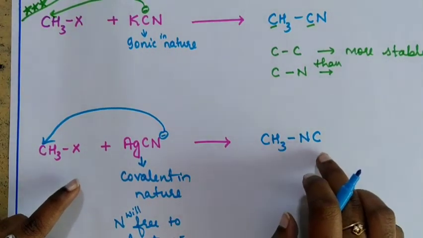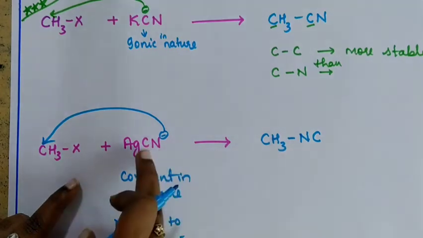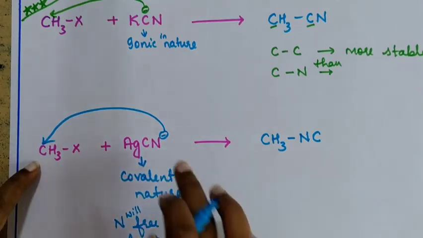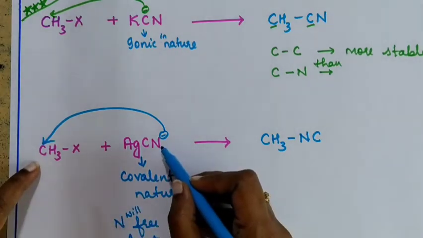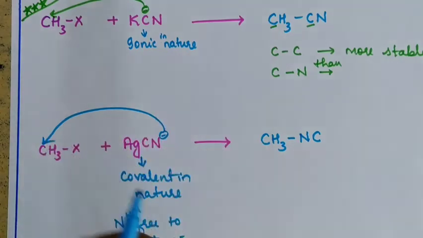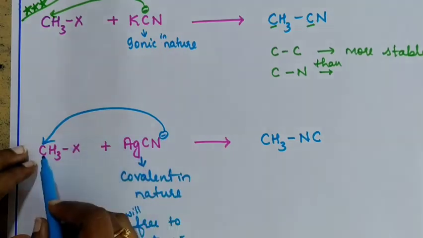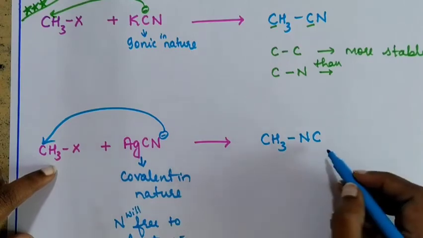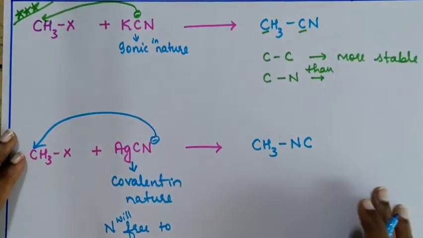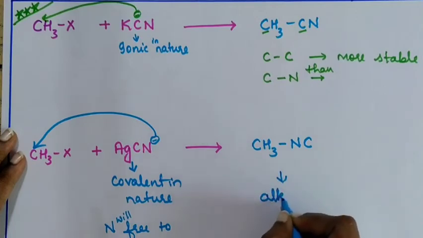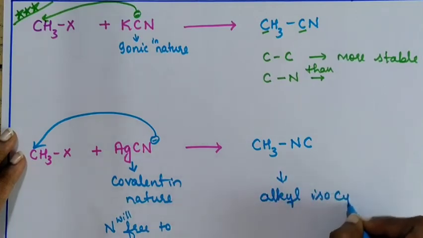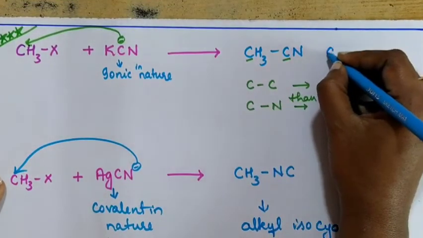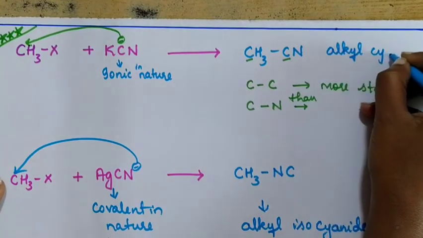Don't write CH3CN. If you write CH3CN, that means carbon is going to make a bond with CH3. But in AgCN, carbon will not make the bond because AgCN is covalent in nature. That is why only nitrogen will be free to donate the electron. So nitrogen will go and attack the carbon atom of the alkyl halide. That is why on the product side we have written CH3NC. CH3NC is nothing but alkyl isocyanide, and this CH3CN is alkyl cyanide.